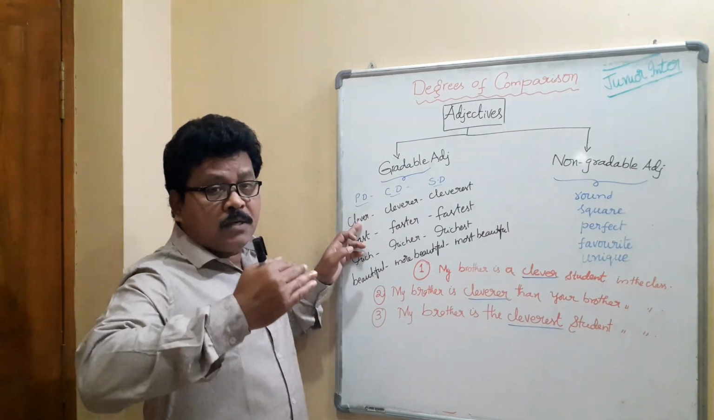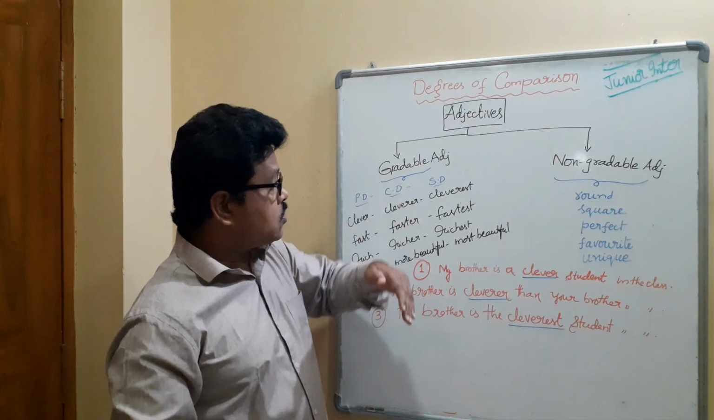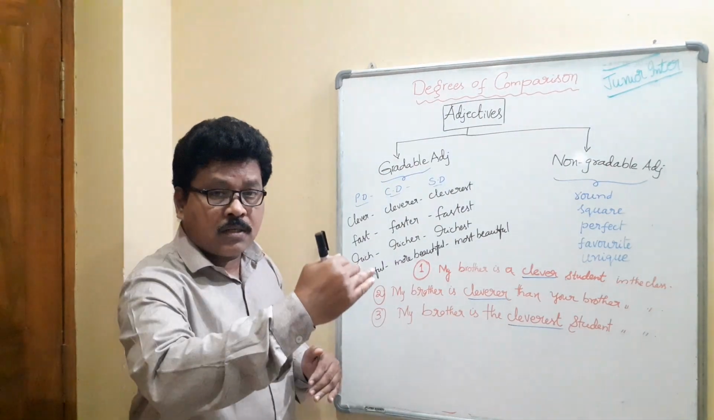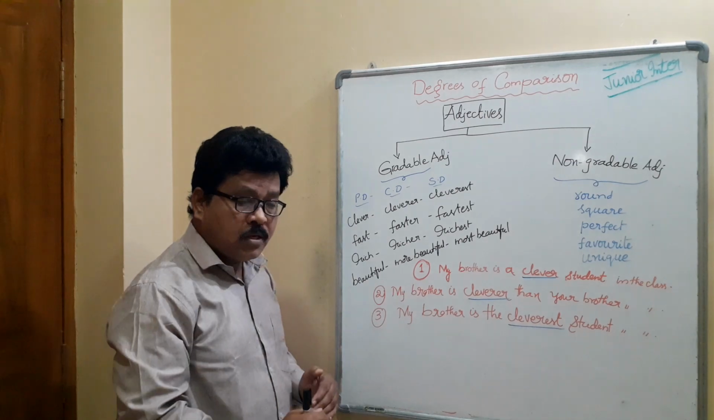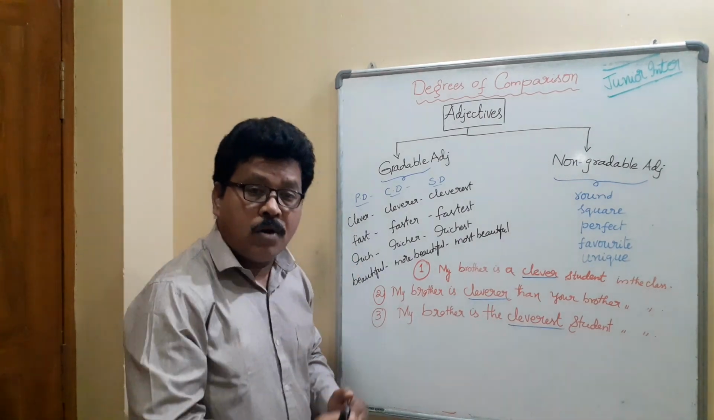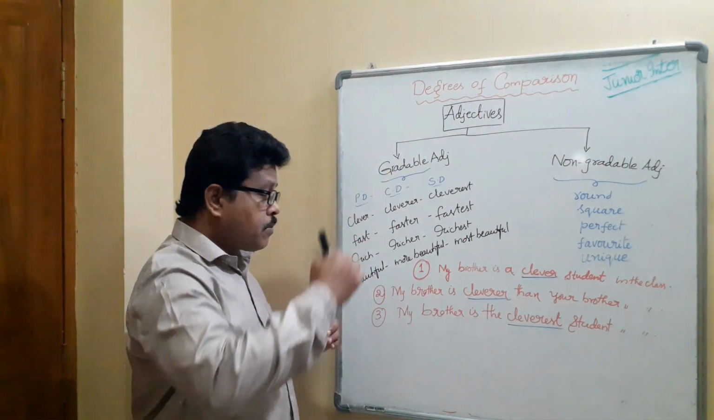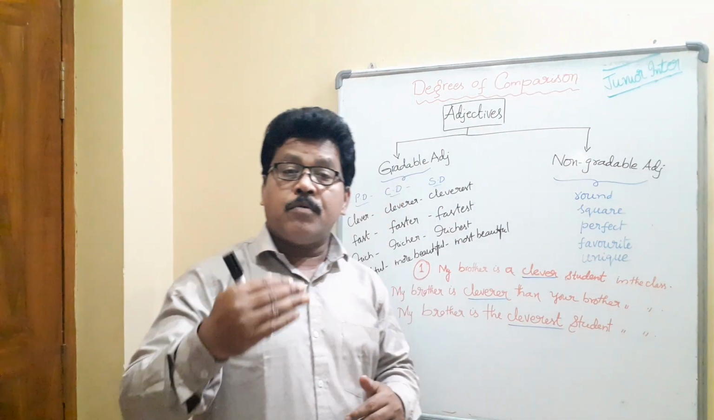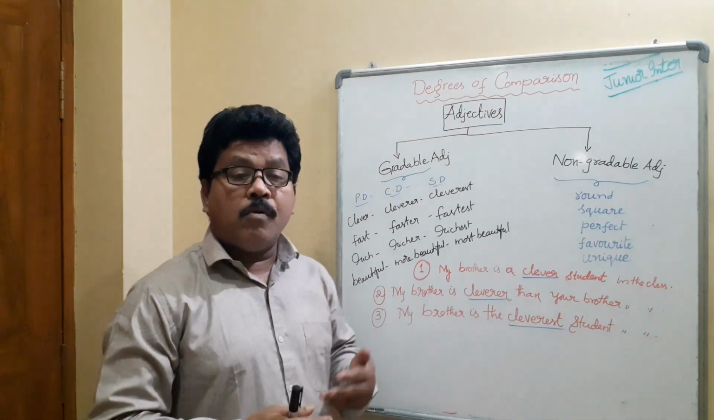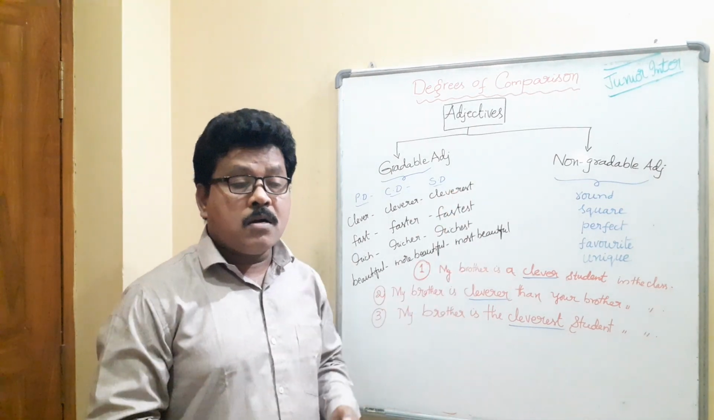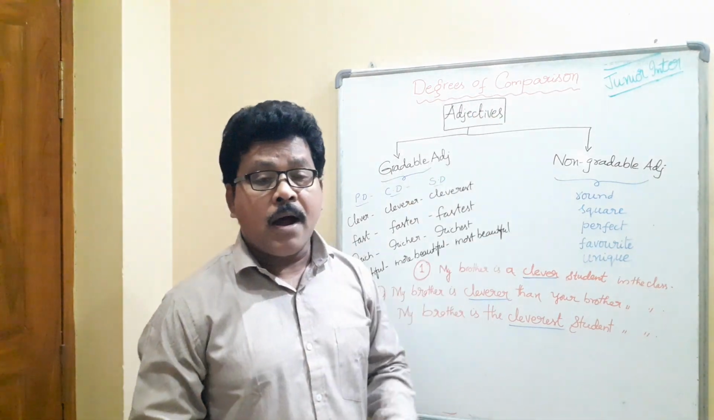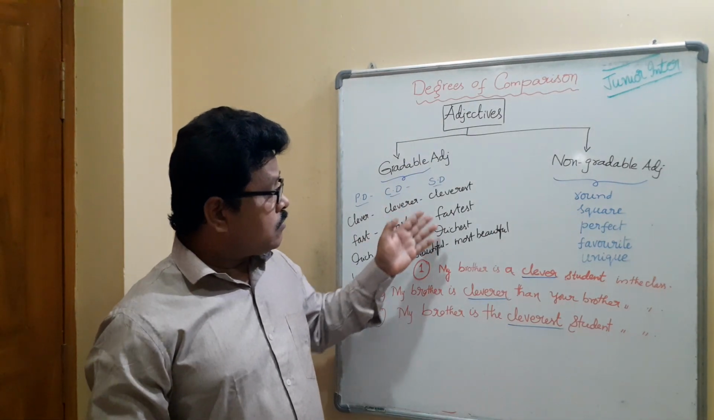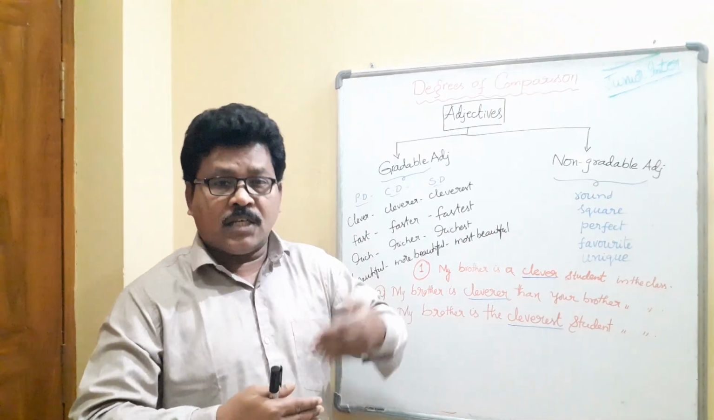For example, take the adjective clever. Clever, the next step is cleverer, and the last step is cleverest. Fast, faster, fastest. Rich, richer, richest. Poor, poorer, poorest. Beautiful, more beautiful, most beautiful. Important, more important, most important. Useful, more useful, most useful. Good, better, best. Bad, worse, worst. So they are changing their forms.